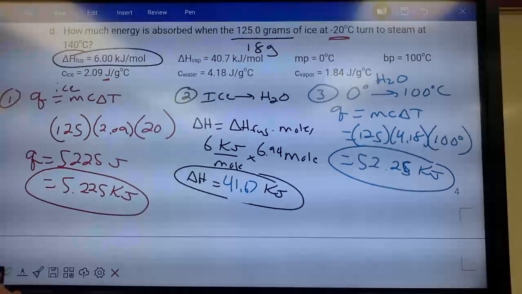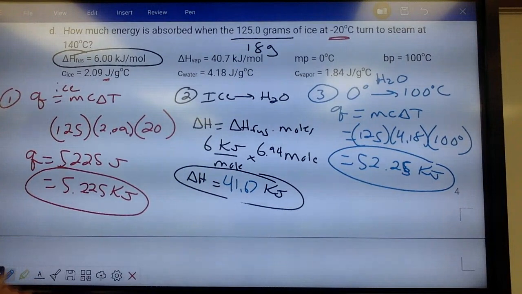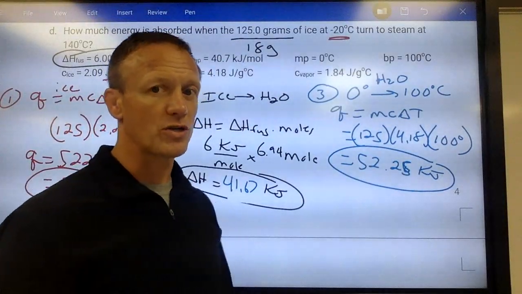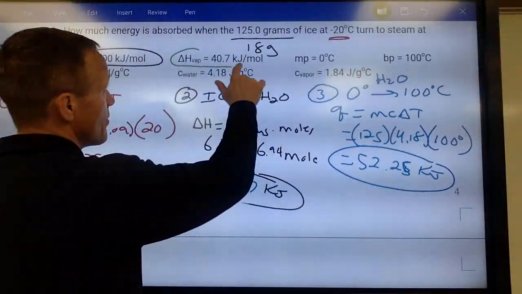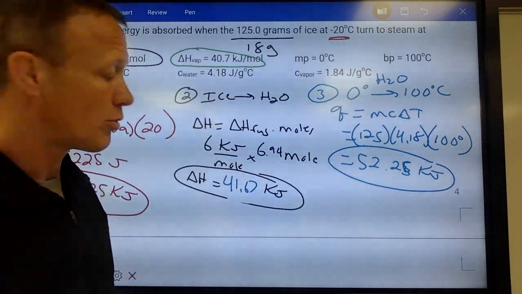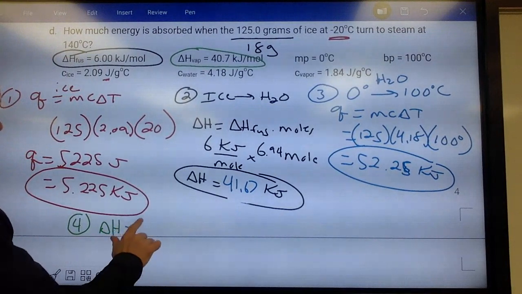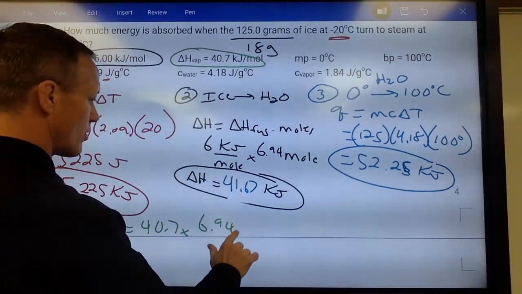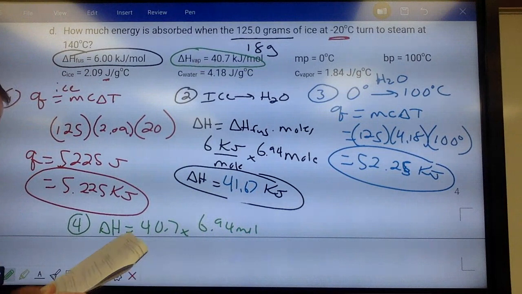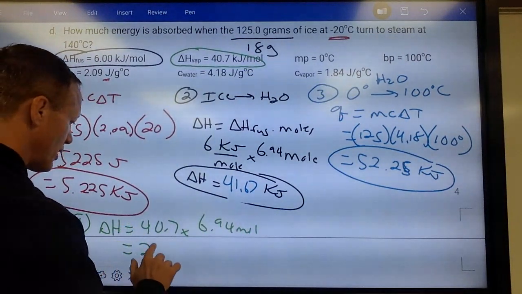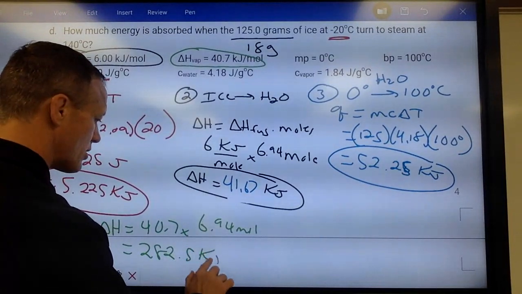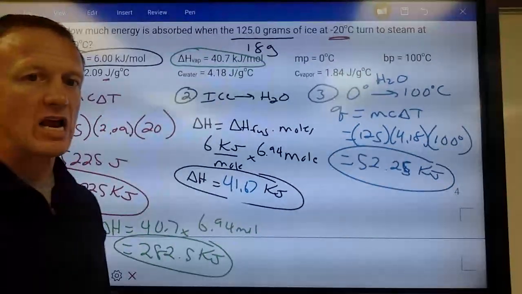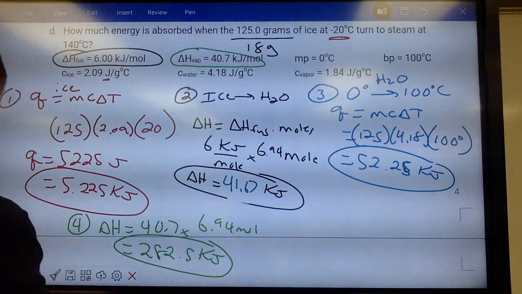Two more steps. Step number four, we're now at 100 degrees. Now our water is going to start to boil, which requires the heat of vaporization. You add in 40.7 kilojoules per mole. So our delta H here will be 40.7 kilojoules per mole times our number of moles, 6.94 moles. That will be the amount to make it vaporize. That's 282.5 kilojoules. Notice that is a huge amount. You think about boiling a whole pan of water, you have to heat it for a long, long time to make it boil off completely.